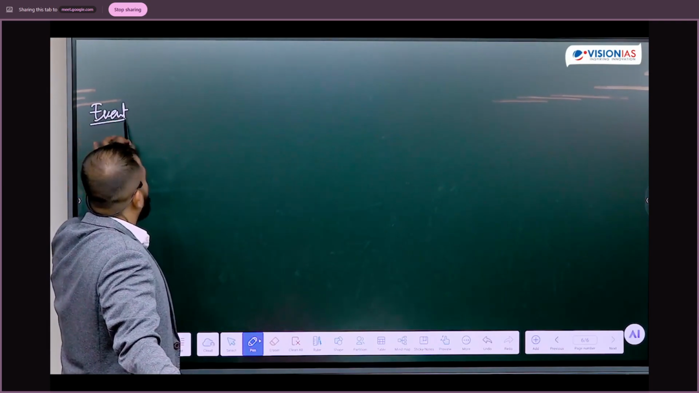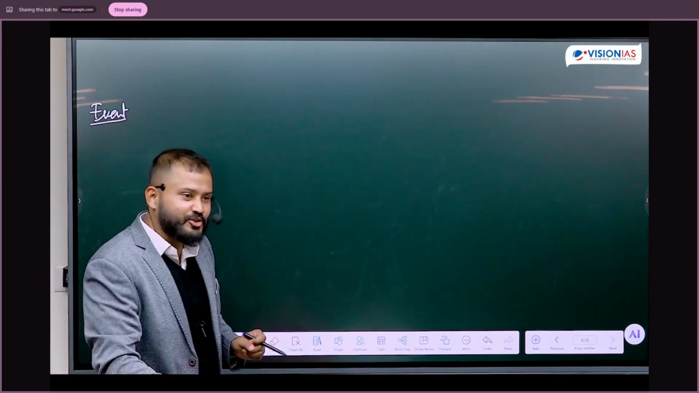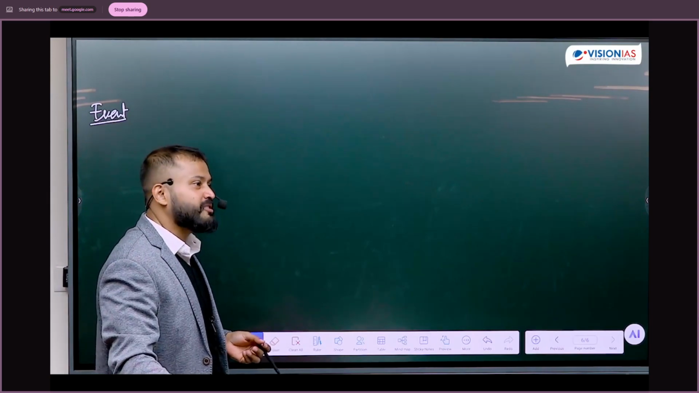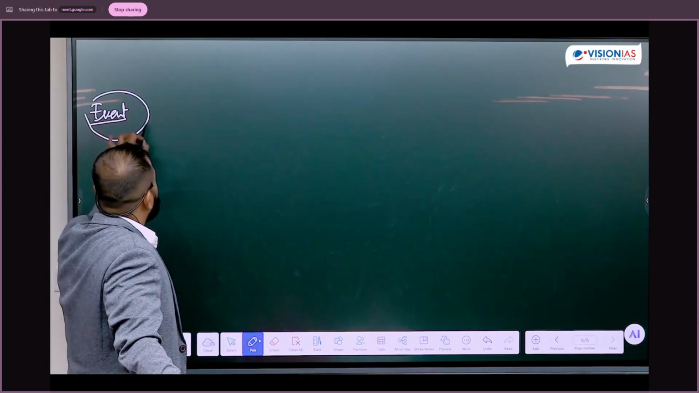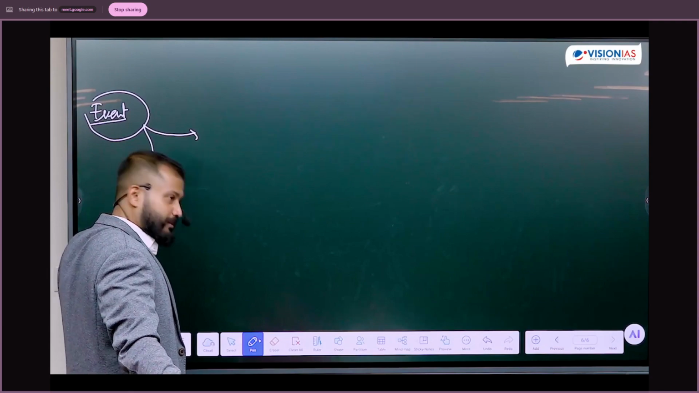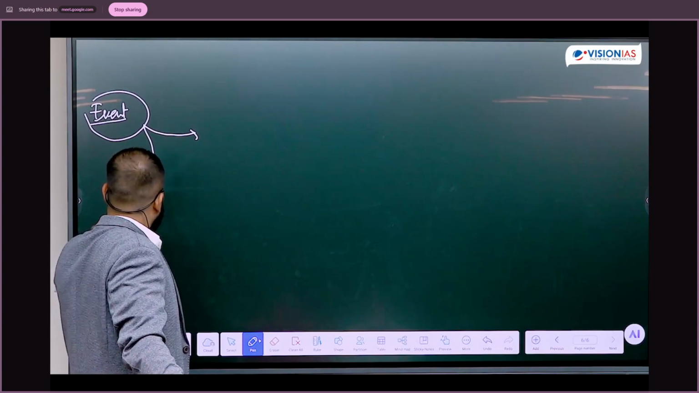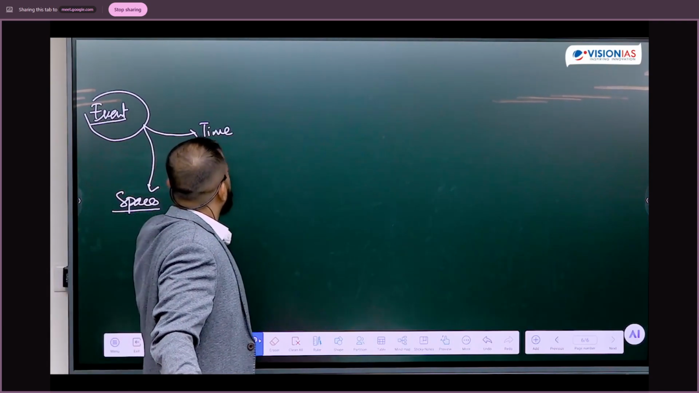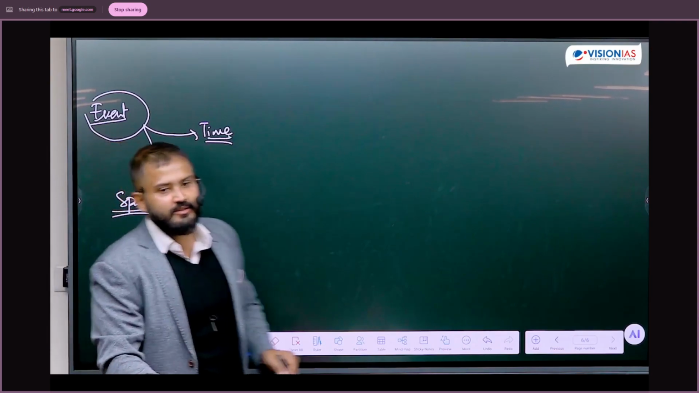When you talk about an event, ghatna, history is all about events. We are learning about these events. Na? So we have two parameters for events. What are these two parameters? Number one is space. Number two is time. They will have three dimensions. It has the fourth dimension.